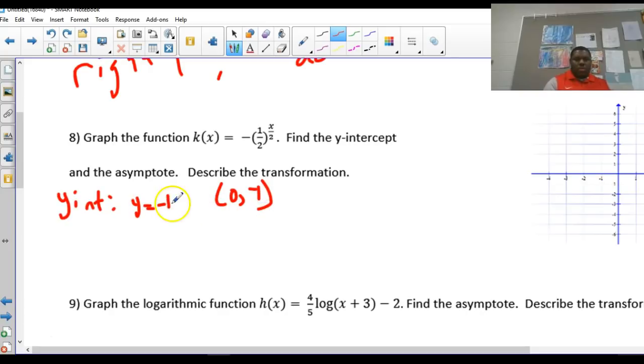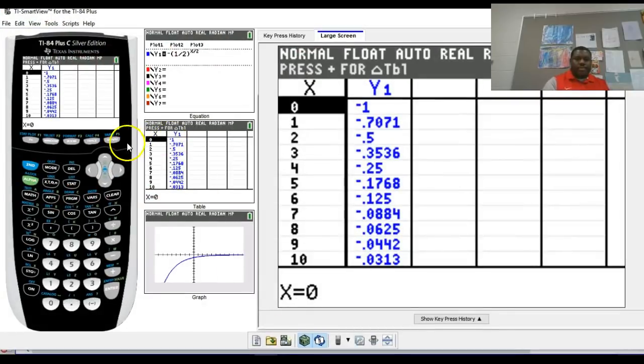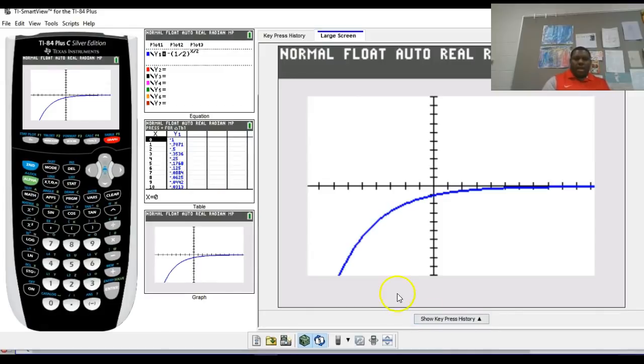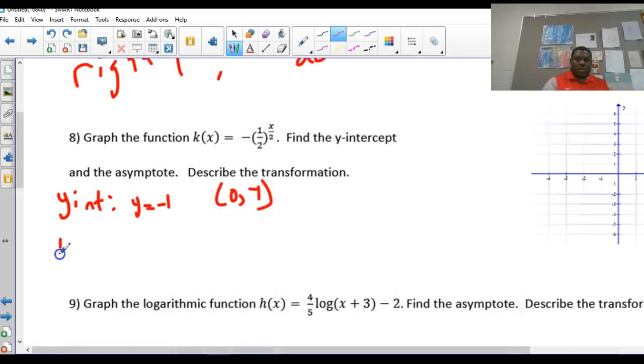Now it says, what's the asymptote? Well, let's go back to our graph and have a look. Y'all see how, again, this is exponential, because it has an exponent. This is going to get closer and closer to 0, but never cross it. So we're going to say our horizontal asymptote is y equals 0.